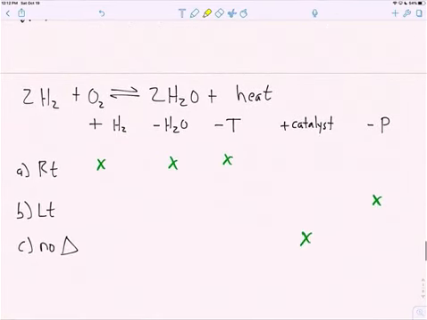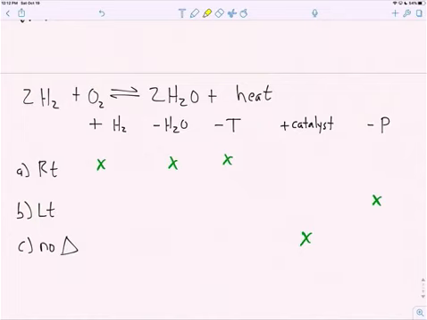So let's follow this here. We have 2 hydrogens plus 1 oxygen in equilibrium with 2 waters, and this is an exothermic reaction. What happens when we add hydrogen? Hydrogen is a reactant, we will shift towards product, we'll shift right. What happens if we remove water, the product? We will shift right towards the products. What happens if we take away heat? We're taking away a product, we will shift right towards the product.